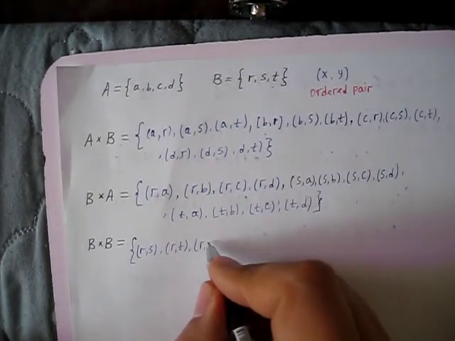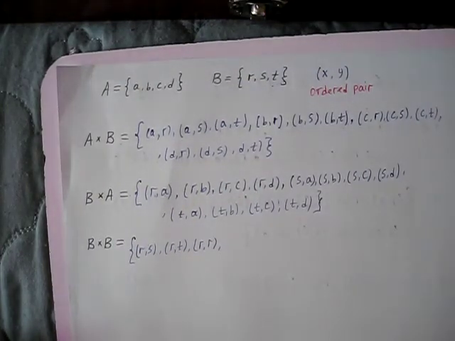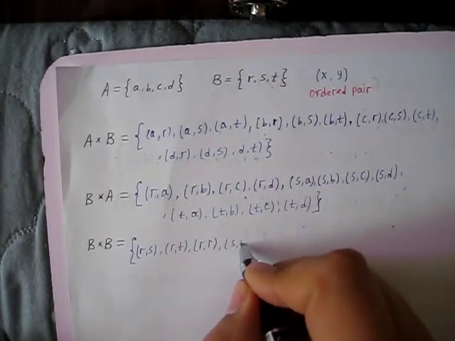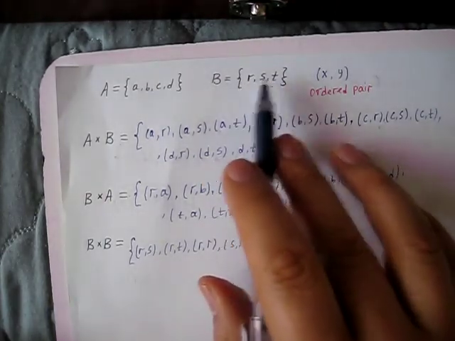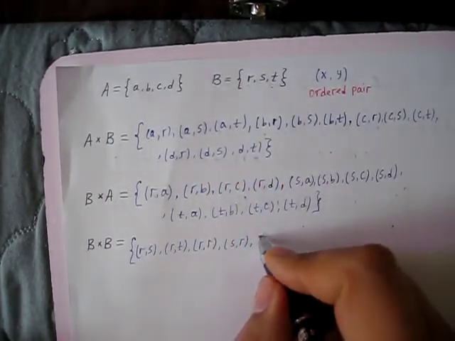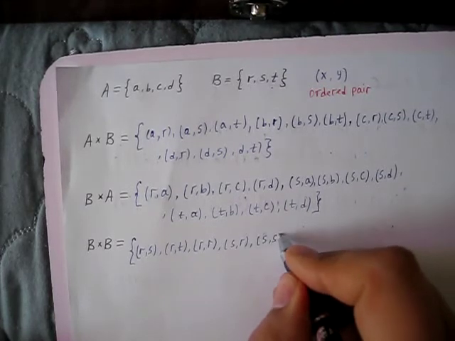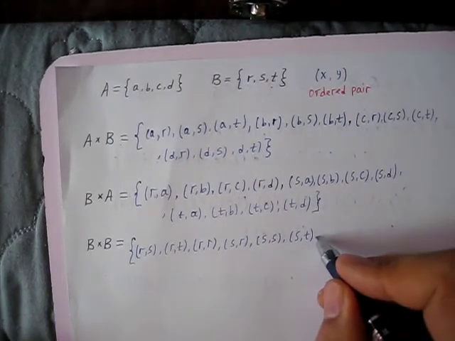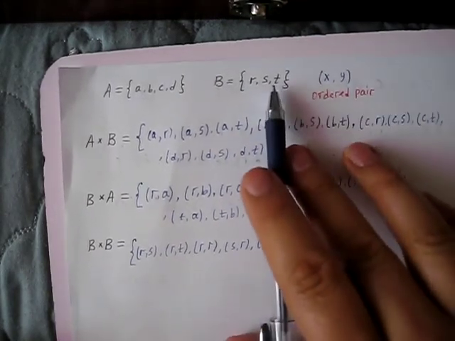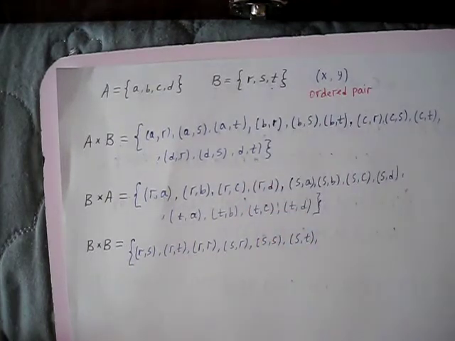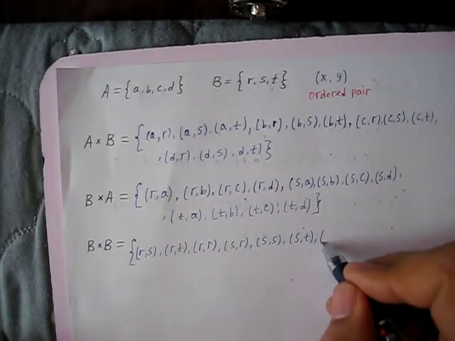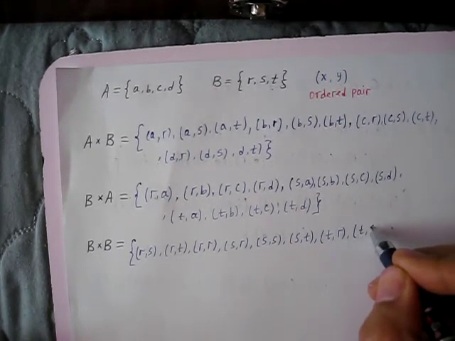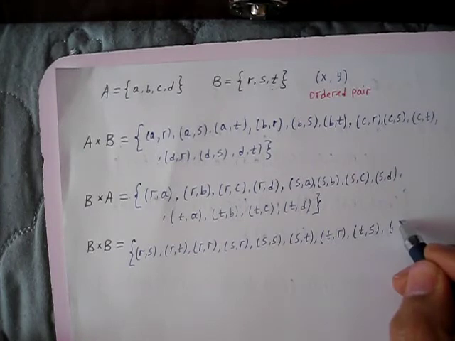Yeah? R and R. And then we'll go to the second element, it is S. So S and R, S and S, and we have S and T. And the last one will be element T. So that will be T and R, T and S, and T and T.